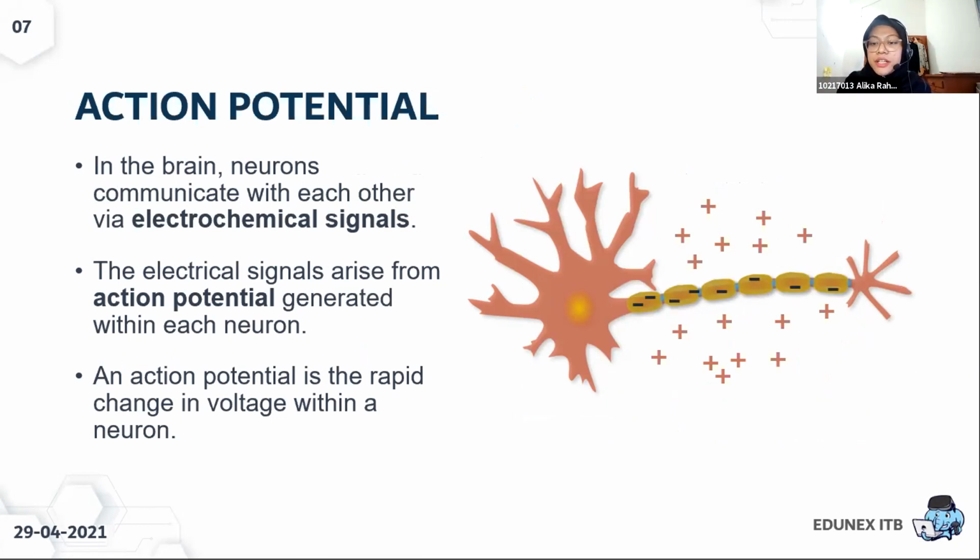The electrical signals arise from action potentials generated within each neuron. An action potential is a rapid change in voltage within a neuron. The process leading to this begins with a difference in charge between the inside and the outside of the neuron, called an electrochemical gradient. At rest, the electrical charge within the neuron is more negative than the charge outside of the neuron.